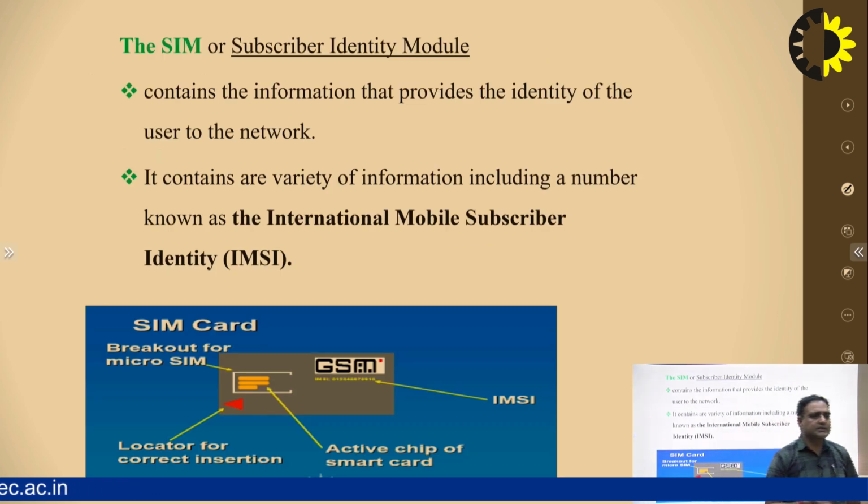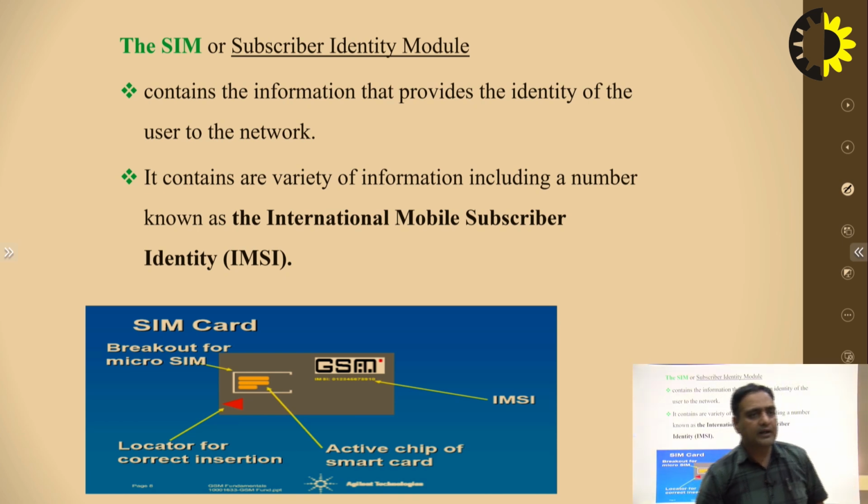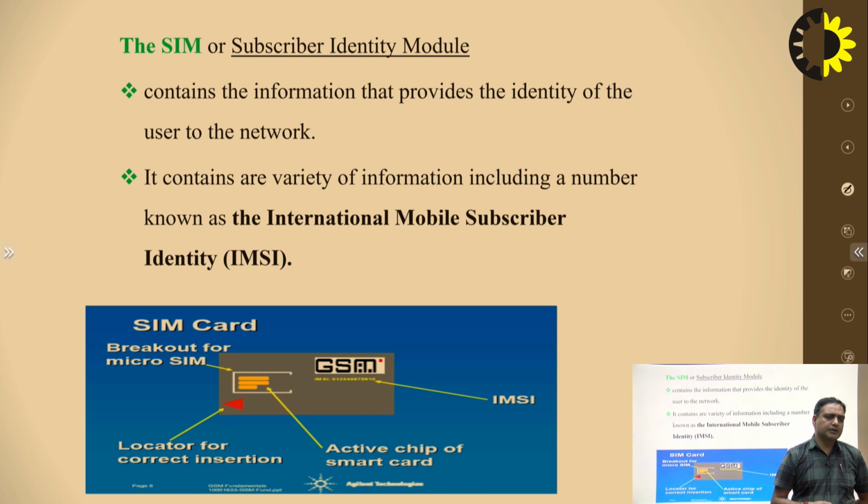The SIM, what is SIM? The SIM, the subscriber identity module, contains the information that provides the identity of the user to the network. It contains a variety of information, including a number known as the International Mobile Subscriber Identity, IMSI. Each and every user has a unique cell number, and each operator has a unique specific code by which we can trace whether this particular number is Jio, or Idea Vodafone, or Airtel.